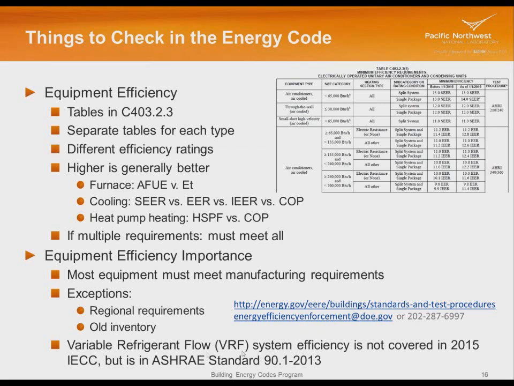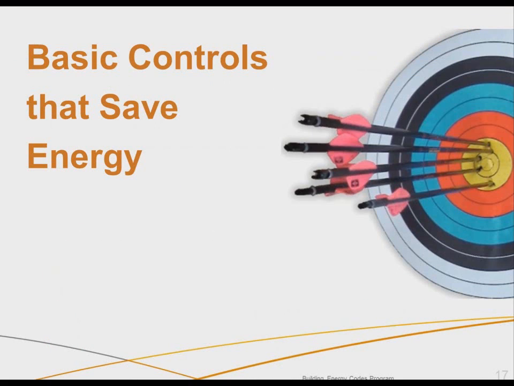We talked about variable refrigerant flow a minute ago, and that system efficiency is not covered in the 2015 IECC, but it is in ASHRAE Standard 90.1 2013. So depending upon which code you're following, there may or may not be VRF requirements, although I believe almost all VRF systems available pretty much are manufactured above the level of what is in those ASHRAE tables.